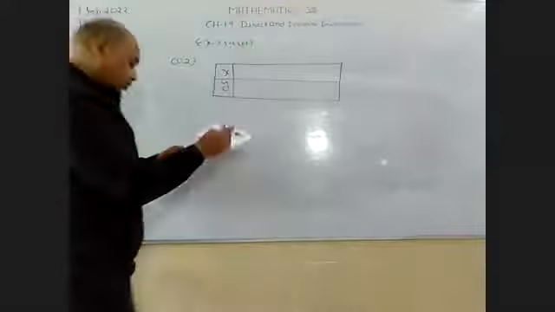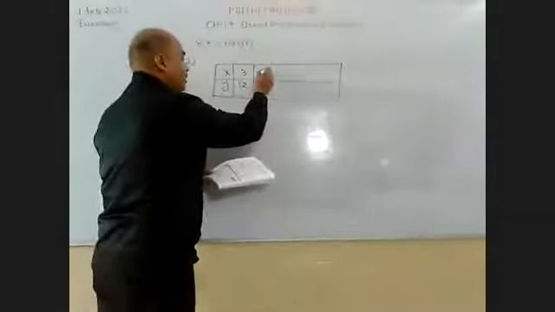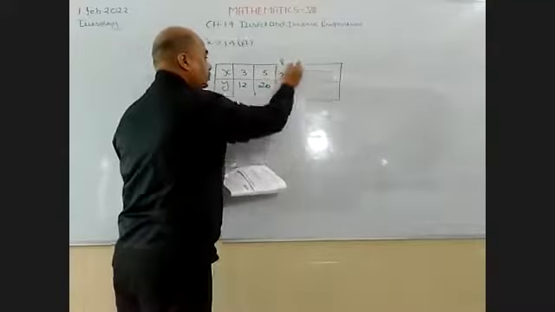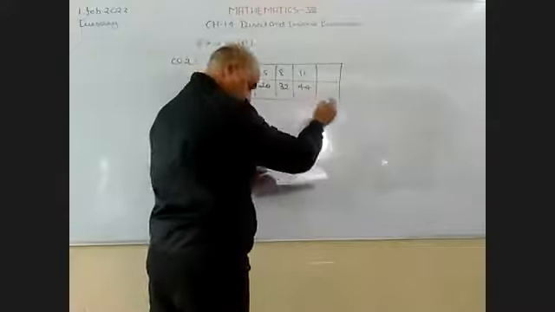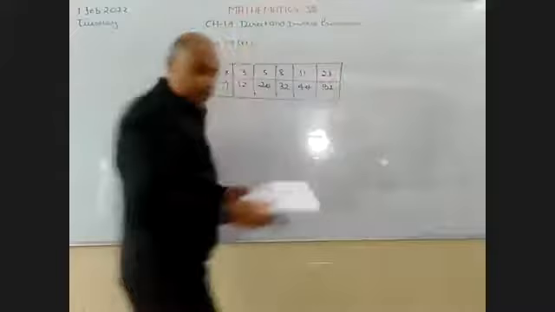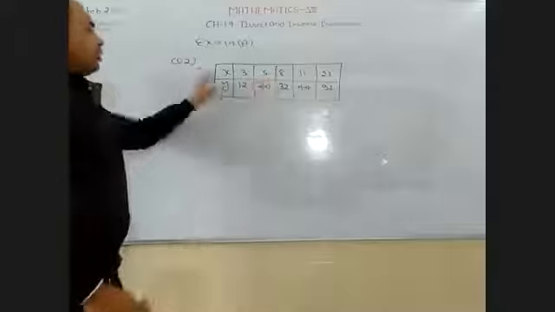Okay. Now see what is given. 3 by 12, 5 by 20, 8 by 32, 11 by 44, and the last one is 23 upon 92. Okay. Now see on the board. Now this table is given in your question number 2.